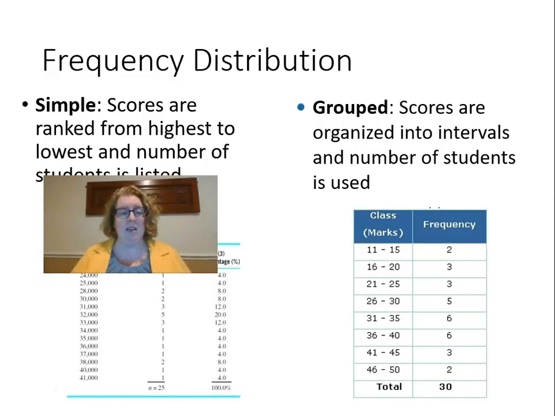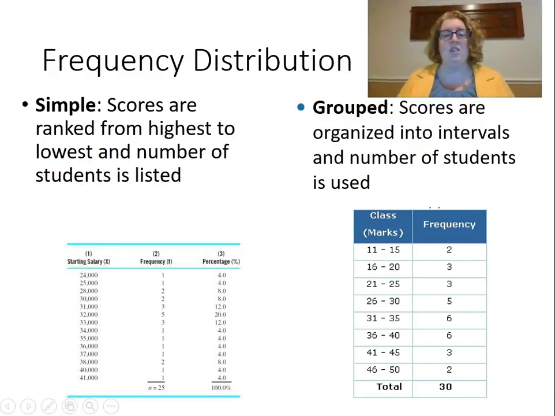So there's two ways to look at the frequency distribution. A frequency distribution is really just the ways in which my scores are counted. Frequency just means to count. So I can have a simple frequency distribution, and this is really just counting how many scores I have of each level.